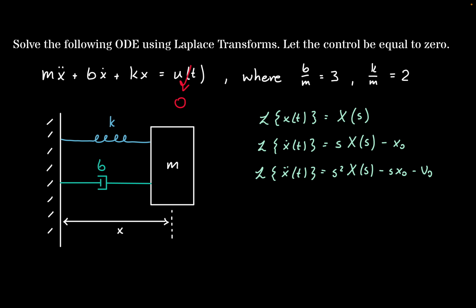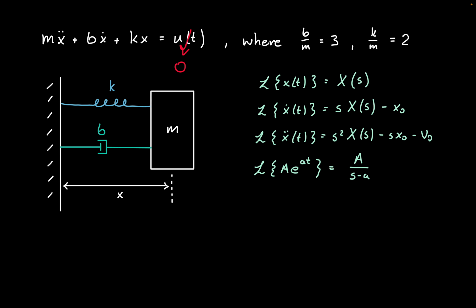Now there's actually one more that we're going to need, and that's for the exponential. So if we have the Laplace transform of some constant capital A times e to the a times t, where a is some constant as well, that is going to be equal to A divided by s minus a. So all of these are going to come in handy throughout the example. So with that being said, let's dive in.